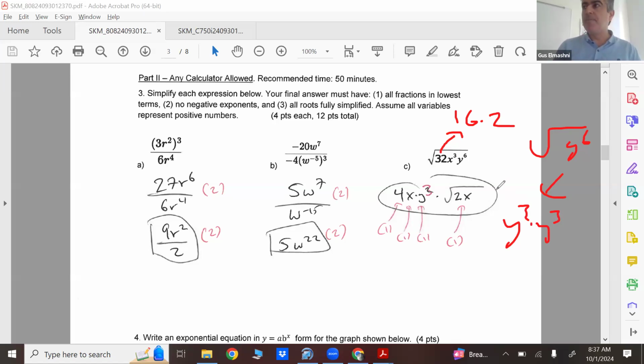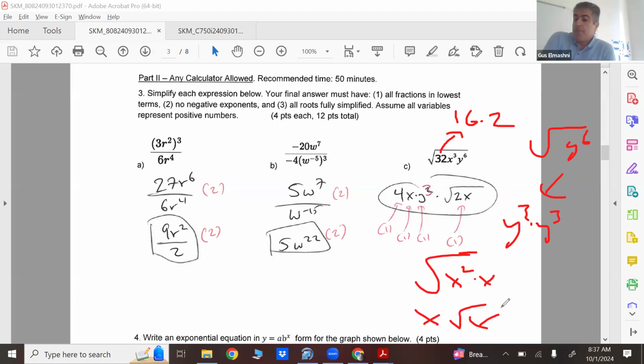It's y3. Yeah, I accidentally put y2. It's y3. And a root x3 is like saying x root x. So that's what's happening there.